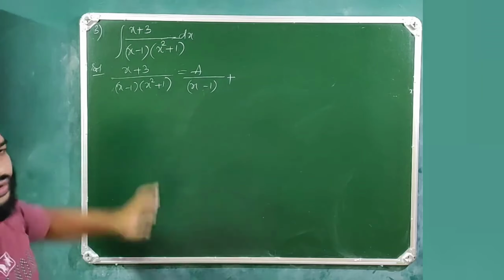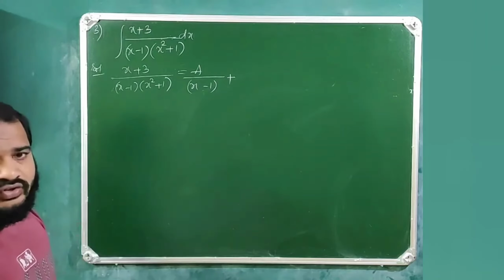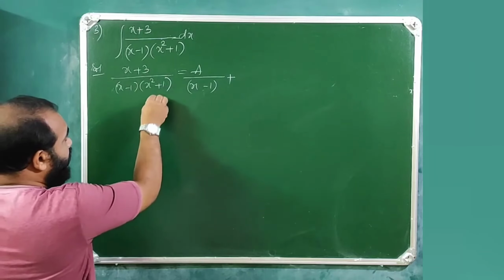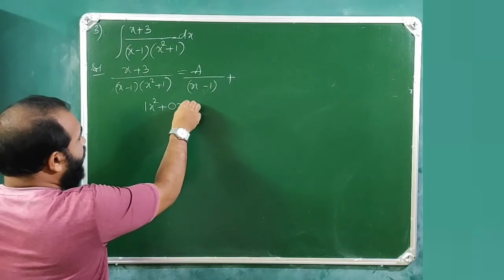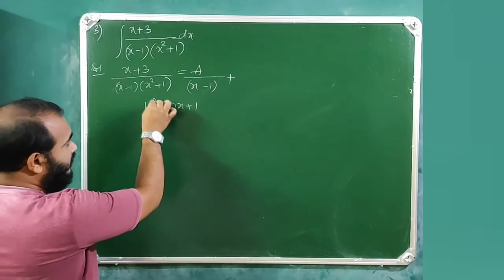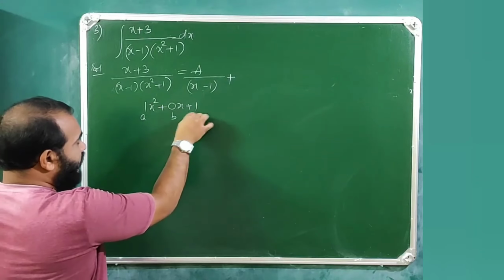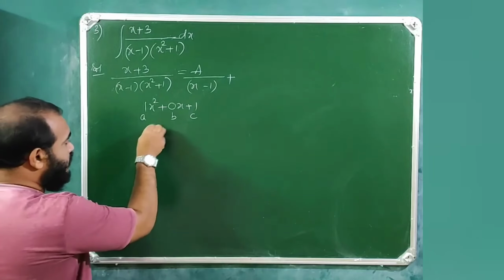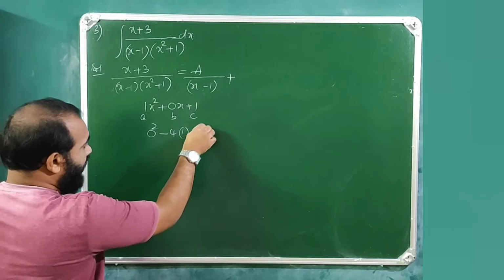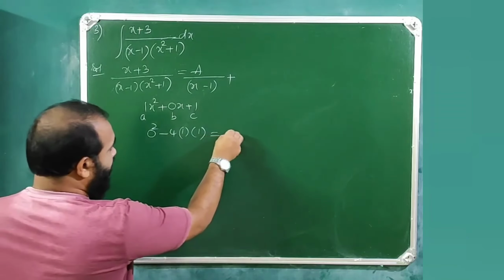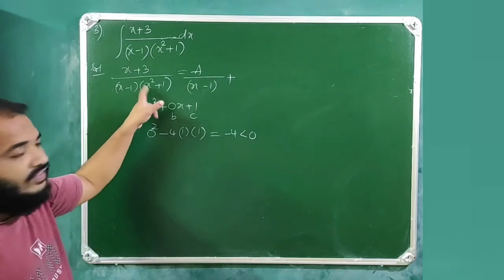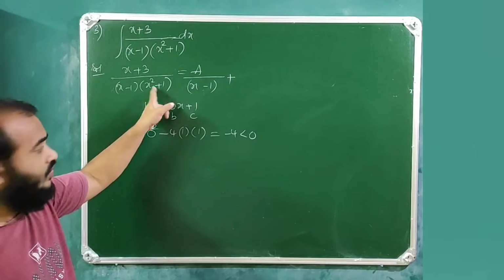And b square minus 4ac, if you take it, will be less than 0. So here this is 1x square plus 0x plus 1. This is the form. So what is b square minus 4ac? This is a, this is b, this is c. What is b square? 0 square minus 4ac, 4 into 1 into 1. So this is minus 4, which is less than 0. So that means it doesn't have real roots.